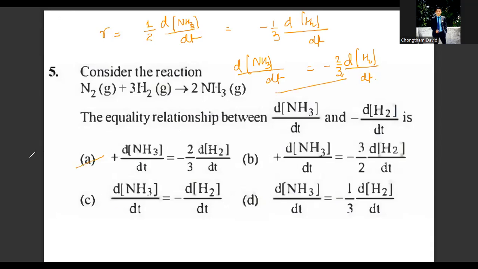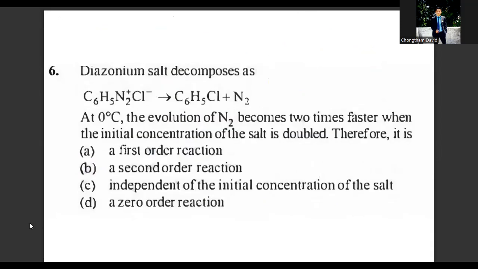I hope it is clear. Moving on to question number 6. Diazonium salt decomposes as follows. Benzene diazonium chloride gives chlorobenzene. At 0 degrees Celsius, the evolution of nitrogen becomes 2 times faster when the initial concentration of the salt is doubled. Therefore, as the initial concentration doubles, the rate of the reaction doubles.